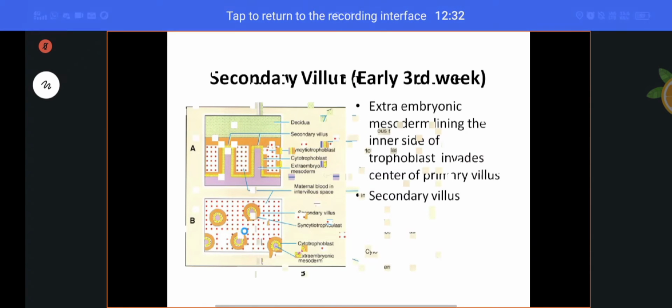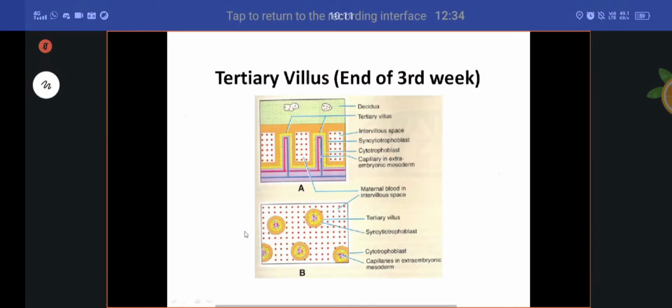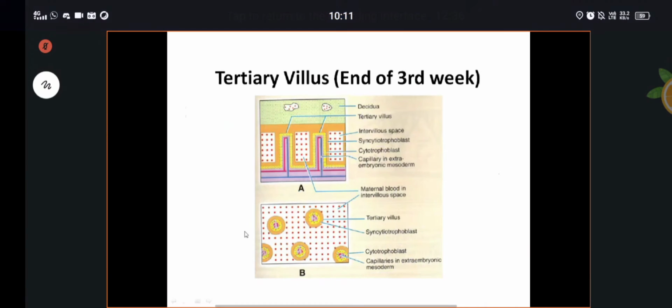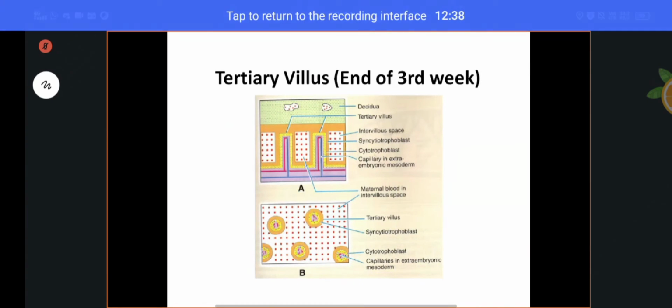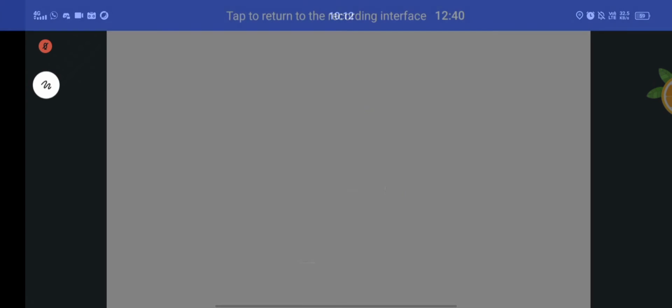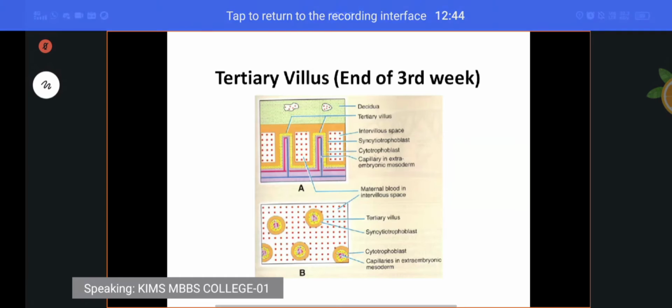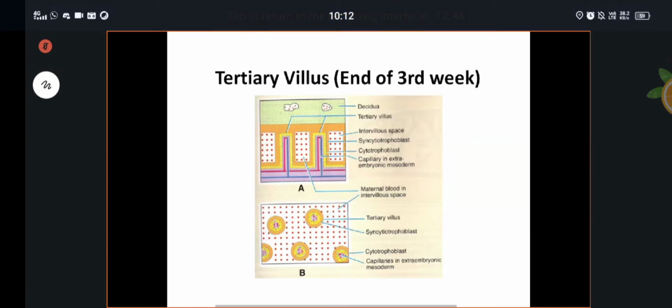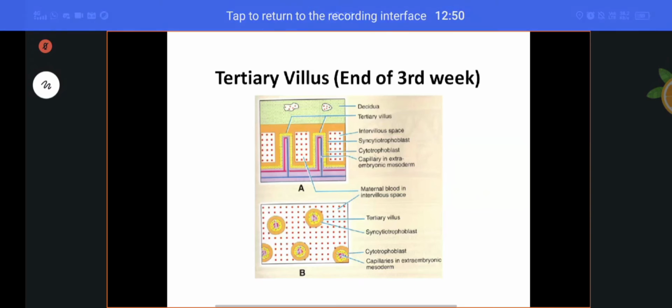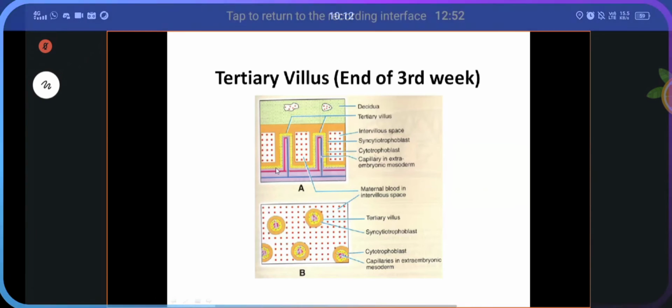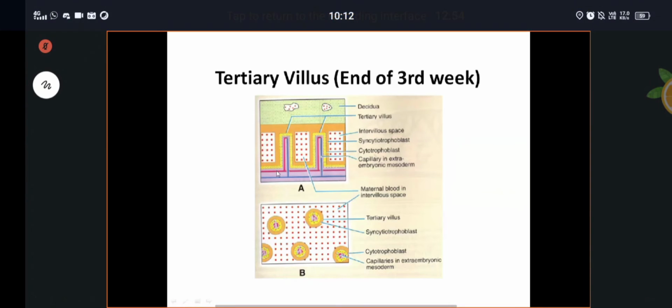Now coming to the tertiary villus. How is tertiary villus formed? Tertiary villus is seen at the end of the 3rd week of development. By this time, the tertiary villus is completely developed. When you take a cut section of this tertiary villus, centrally you will see the extraembryonic mesoderm.